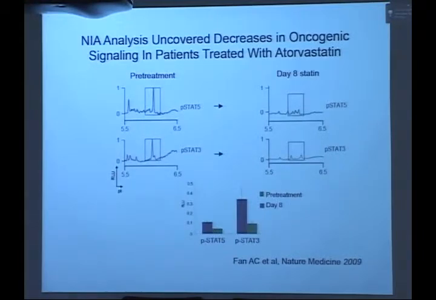And what we found and what we published in Nature Medicine, which was the first publication using nanoimmunoassay in clinical material, is we uncovered that there are decreases in oncogenic signaling indeed in patients that were treated with atorvastatin. So these you can see are peaks that are phospho-STAT5 and phospho-STAT3, and there's a dramatic decrease as early as day 8, which you can quantify.